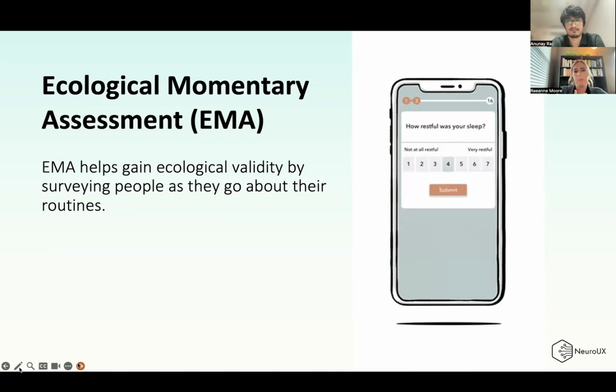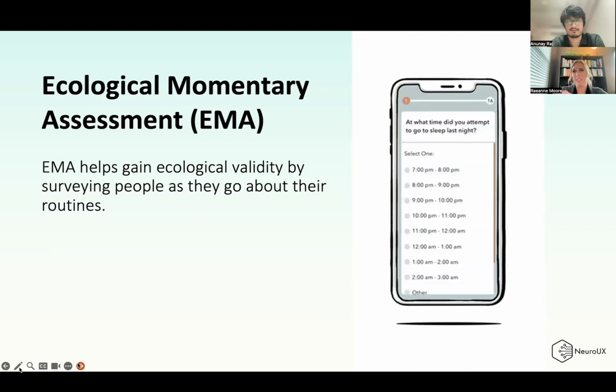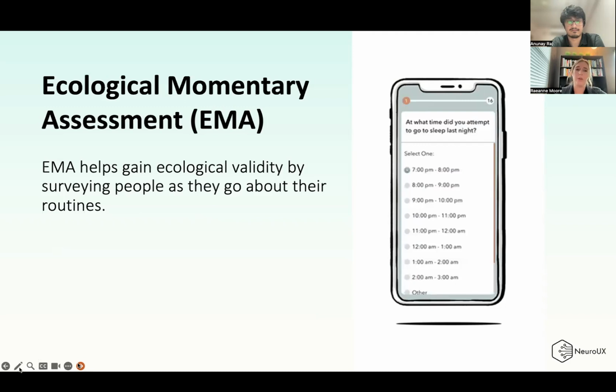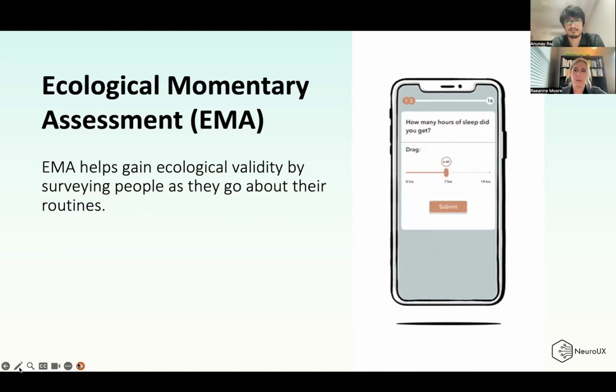And they can be done repeatedly throughout the day. They can be done once a day. It really is kind of a design decision that the researcher can make on their own based on the data that they want to collect on how you want to utilize this survey methodology.